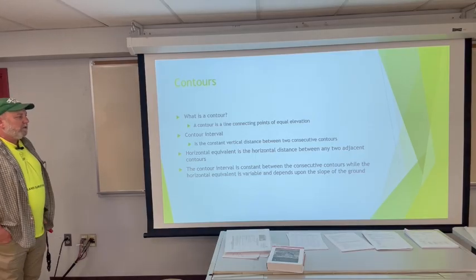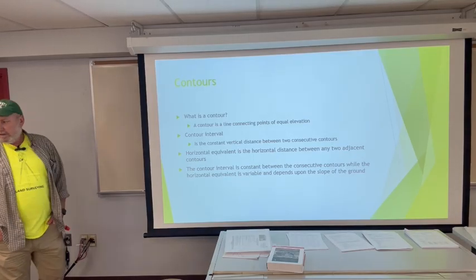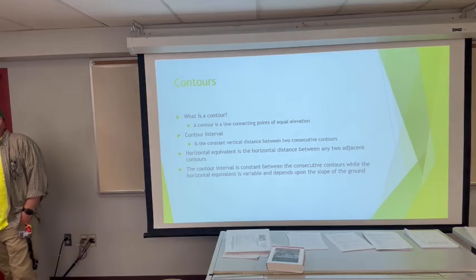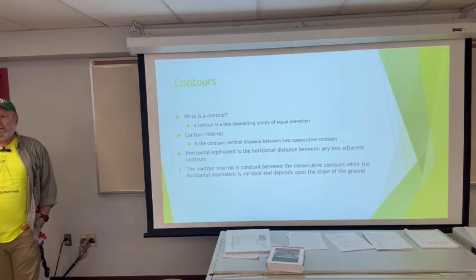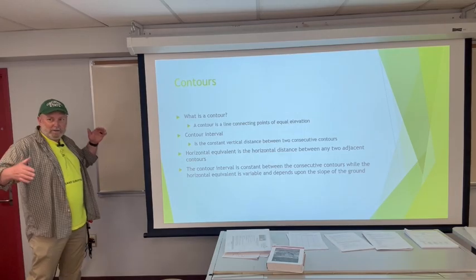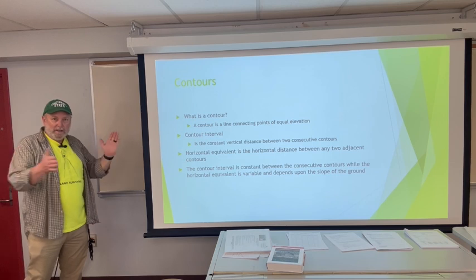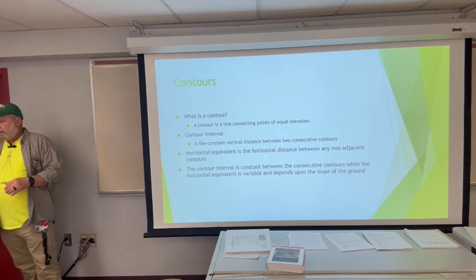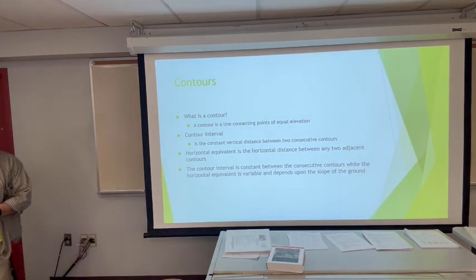The book talks about the horizontal equivalent, which is the horizontal distance between any two adjacent contours. That can vary. That changes. Sometimes the contours are very far apart horizontally. Sometimes they're close together. Contour interval is constant while the horizontal is variable. The horizontal also tells you about the slope of the ground. Everybody good on those definitions? Locked into memory?